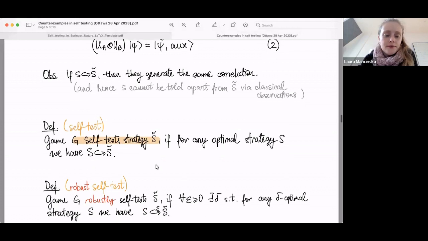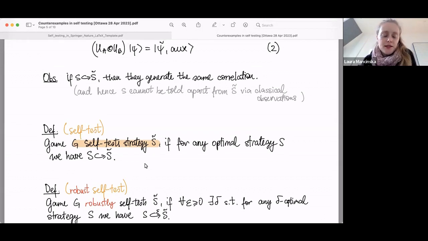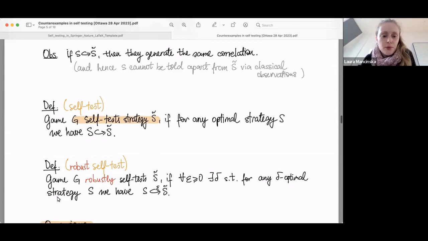Now, a variant of self-testing that is practically applicable is the so-called robust self-testing, because that allows us to apply this concept in situations where we have noise and where we don't know perfectly this correlation or this gain value that our strategy is achieving. And this is the realistic setting. So we say that game G robustly self-tests S tilde if for every epsilon, which I think of as the desired closeness of your actual strategy to the canonical one, there exists a delta.